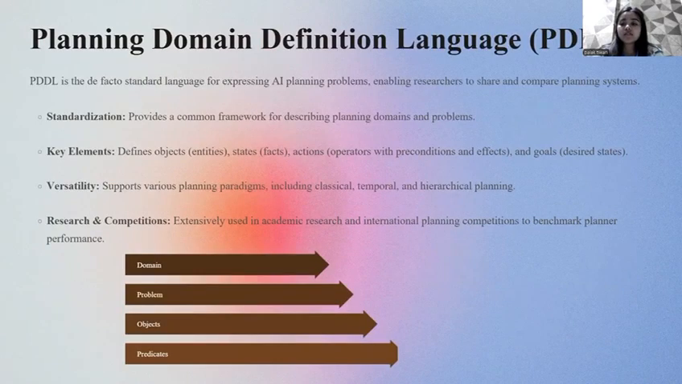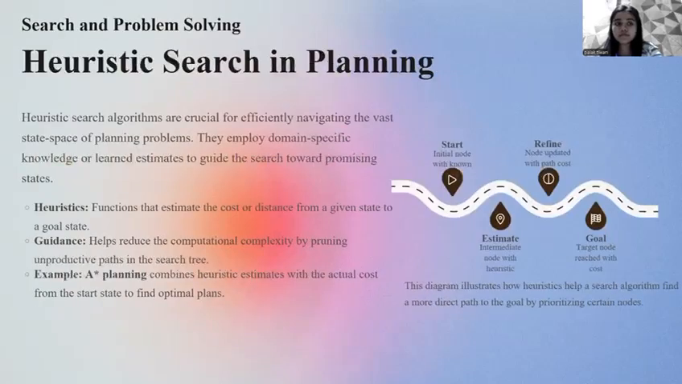Planning Domain Definition Language, PDDL, is the de facto standard language for expressing AI planning problems, enabling researchers to share and compare planners and to set the goal state. Standardization provides a common framework for describing planning domains and problems. It also offers versatility, that is, it supports various planning paradigms, including classical, temporal, and hierarchical planning, and is extensively used in academic research and international planning competitions to benchmark planner performance.